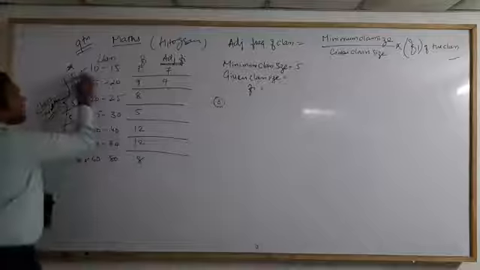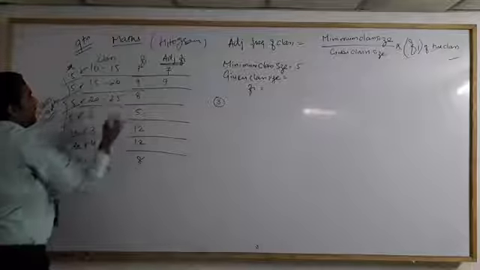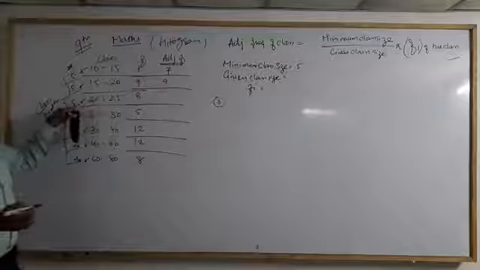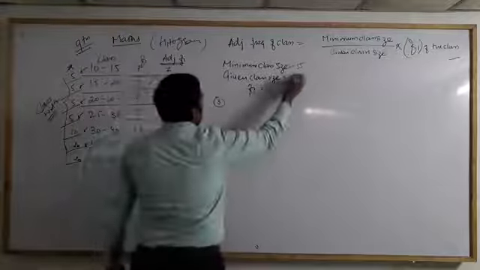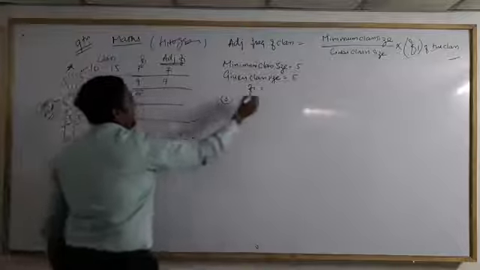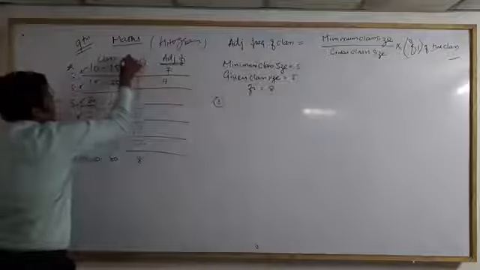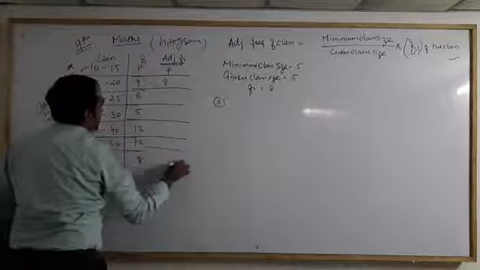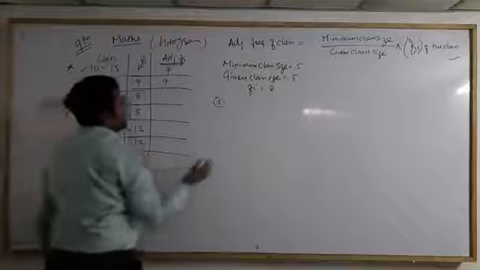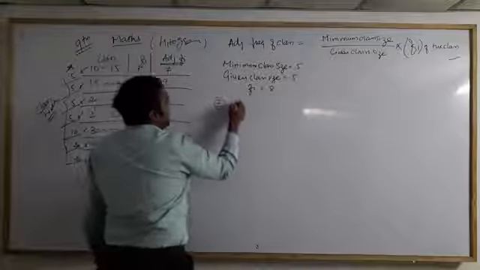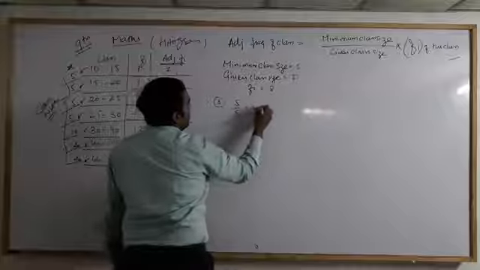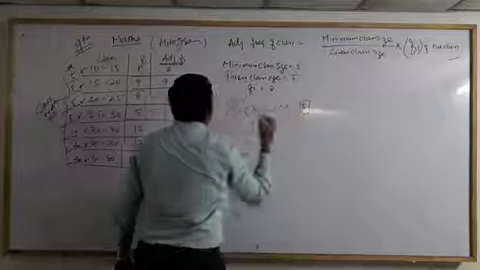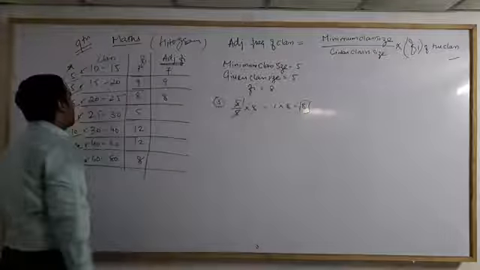Now for the third one, my given class size is also 5, and the frequency for that is 8. So as per the question, minimum class size upon given class size into frequency, therefore 5 divided by 5 is 1, therefore 1 into 8. My answer is 8 for the third also.